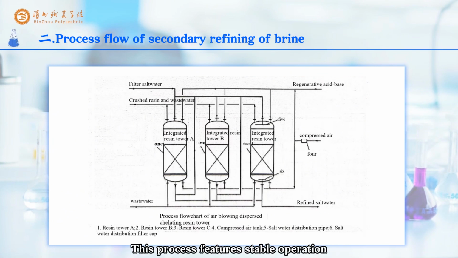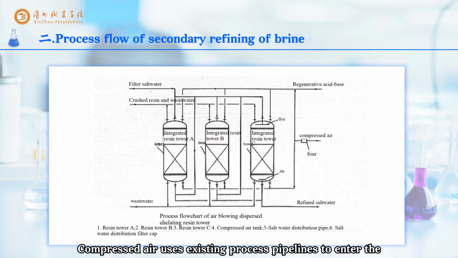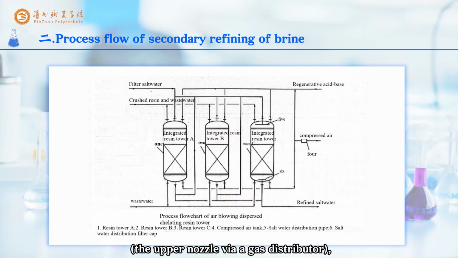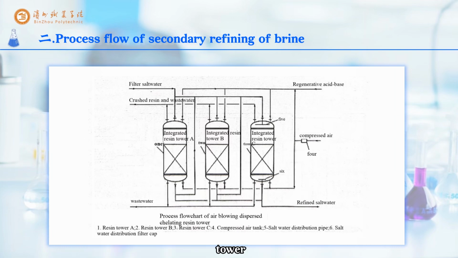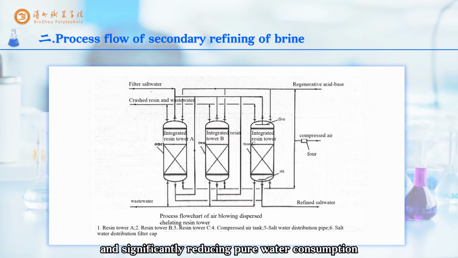This process features stable operation, simple equipment, and savings in pure water and brine, with specific advantages as follows. Compressed air uses existing process pipelines to enter the chelating resin tower through the upper and lower nozzles. The upper nozzle via a gas distributor, removing refined brine and regeneration acid-alkali from the tower, replacing the original pure water and significantly reducing pure water consumption.